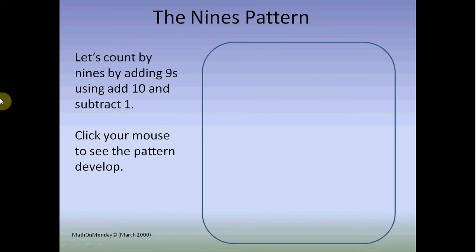And usually what we're going to do here is look at the nines pattern. One interesting way to add nines is to add 10 and subtract 1. The reason we're using that is because it's so easy to add 10. Let's take a look. Okay, first of all, we have 1 nine. Now, if we add 10, we know that's 19. Now, if we take away 1, that makes 18.